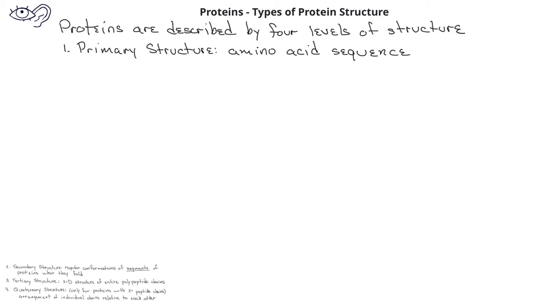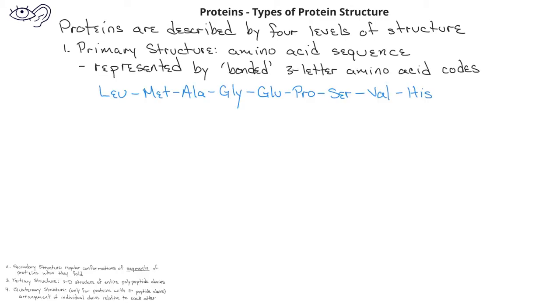Primary structure can be represented by bonded 3-letter codes of amino acid units. In this example, we see that leucine is on the N-terminal end and histidine is on the C-terminal end of this peptide chain. In between each 3-letter code is a peptide bond.